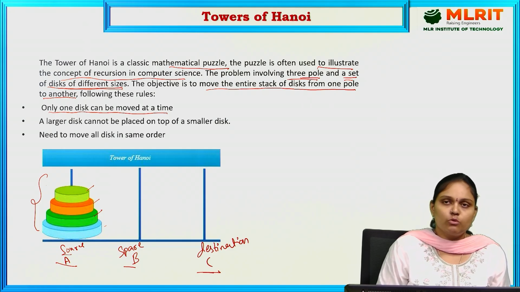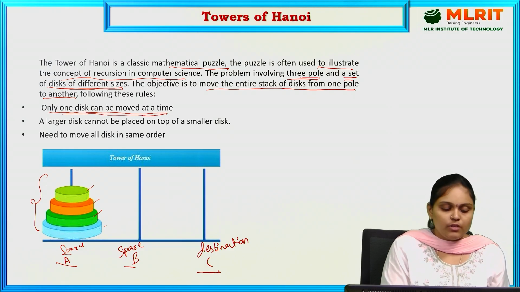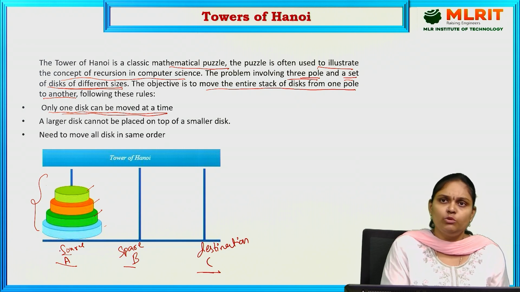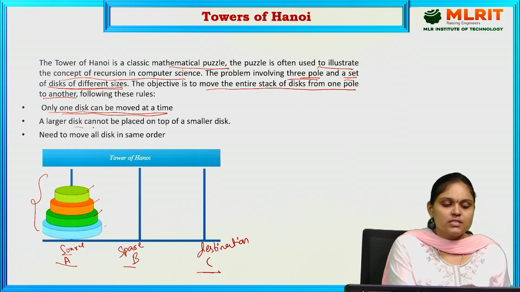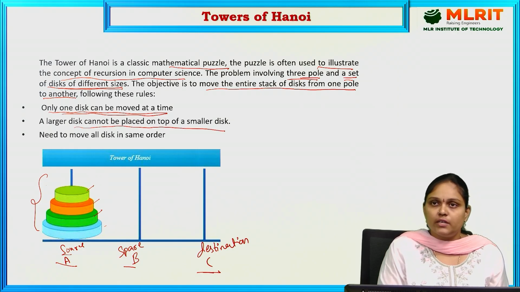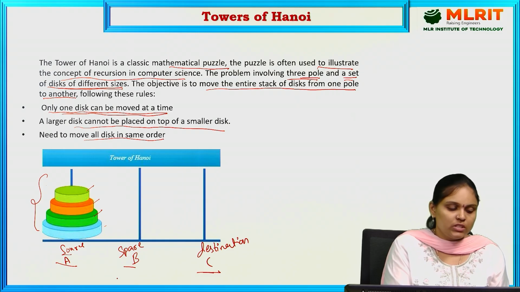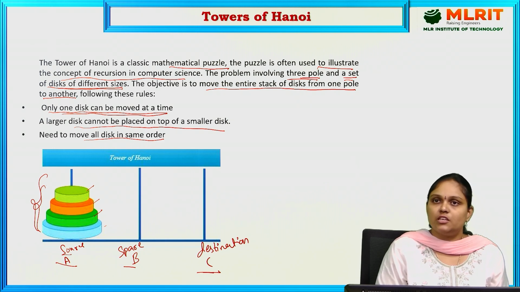Here are the rules to be followed. Only one disk should be moved at a time. We need to move only one disk at a time, either from A to B, B to C, or C to A, anywhere you can move, but we can only move one disk from one pole to another pole. Next, a larger disk cannot be placed on top of a smaller disk. This is an important point to be noted: no larger disk is to be placed on a smaller disk. And next, we need to move all the disks in the same order, from the source to the destination.